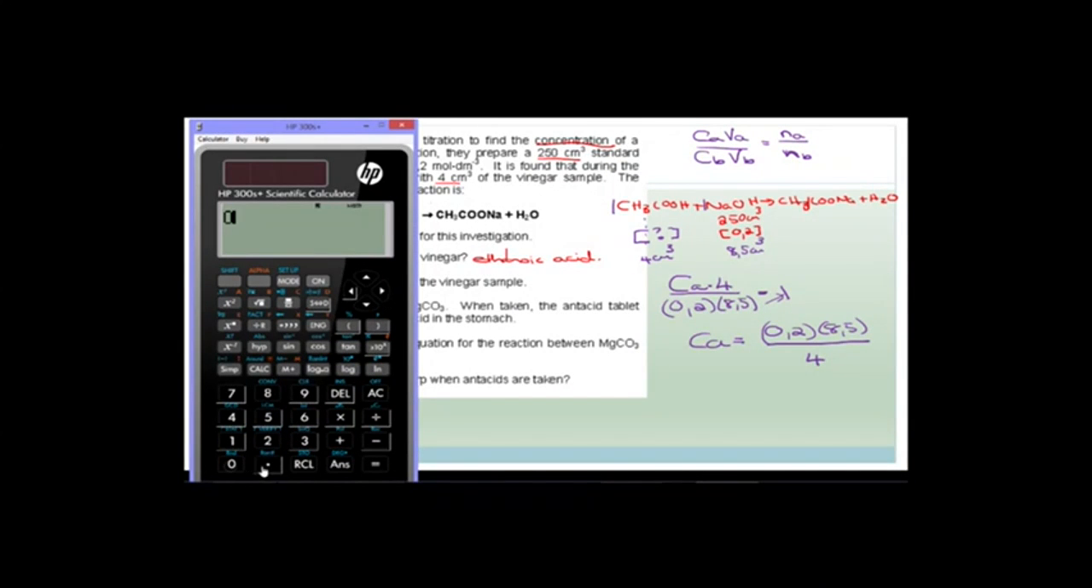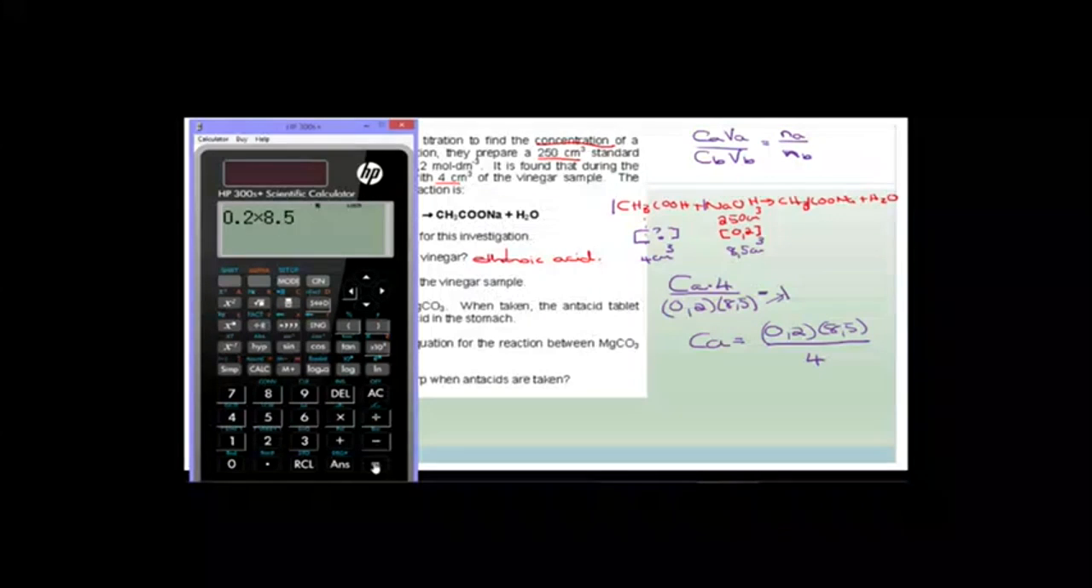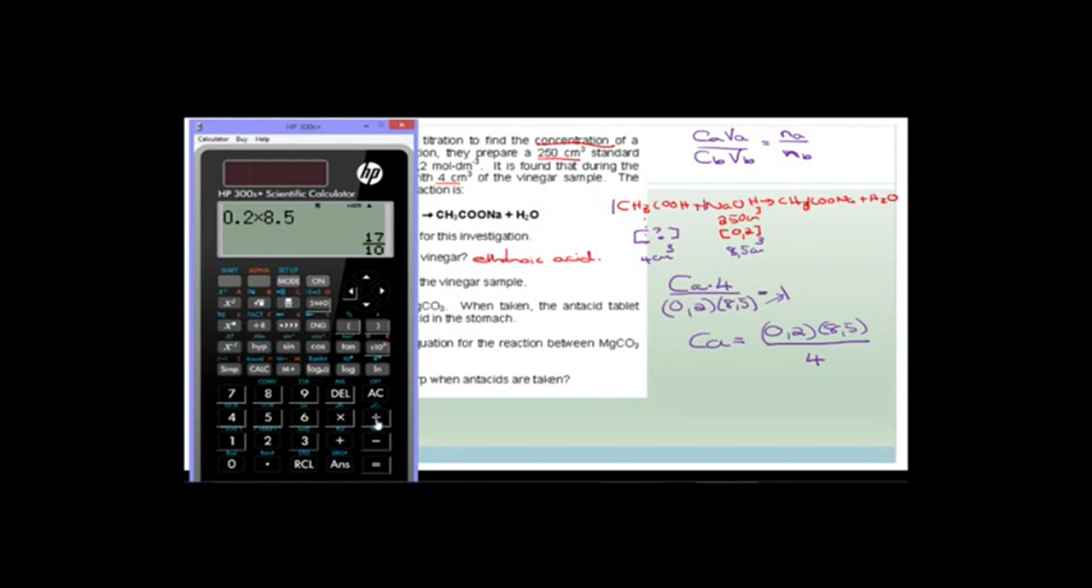So we've got 0.2 multiplied by 8.5 equals, and then we're going to divide that by 4, and then we're going to press the SD button, and that becomes 0.43. So the concentration of the acid is 0.4.